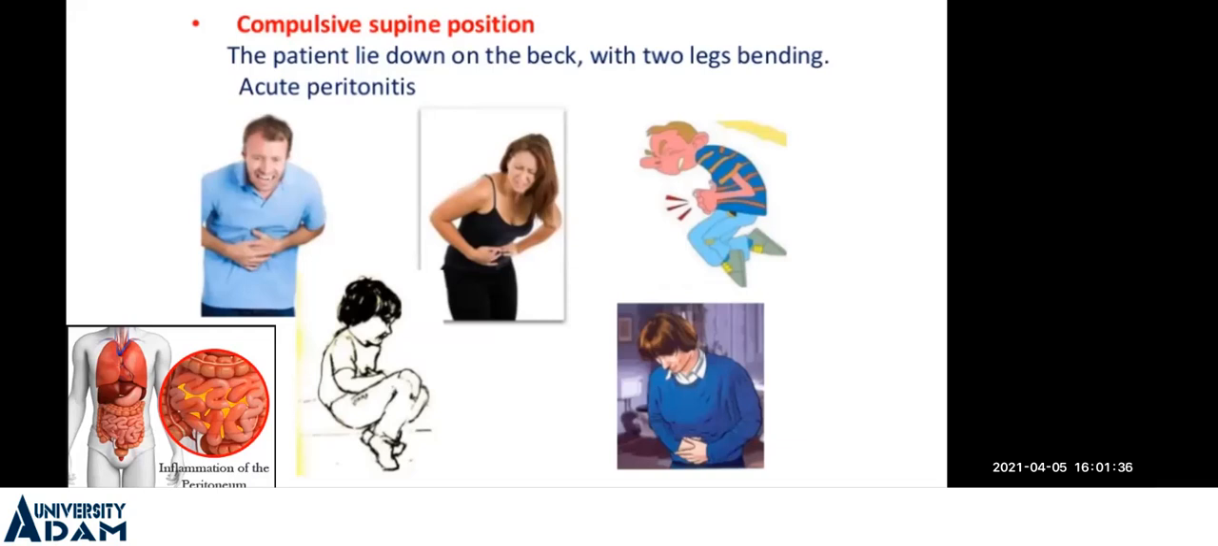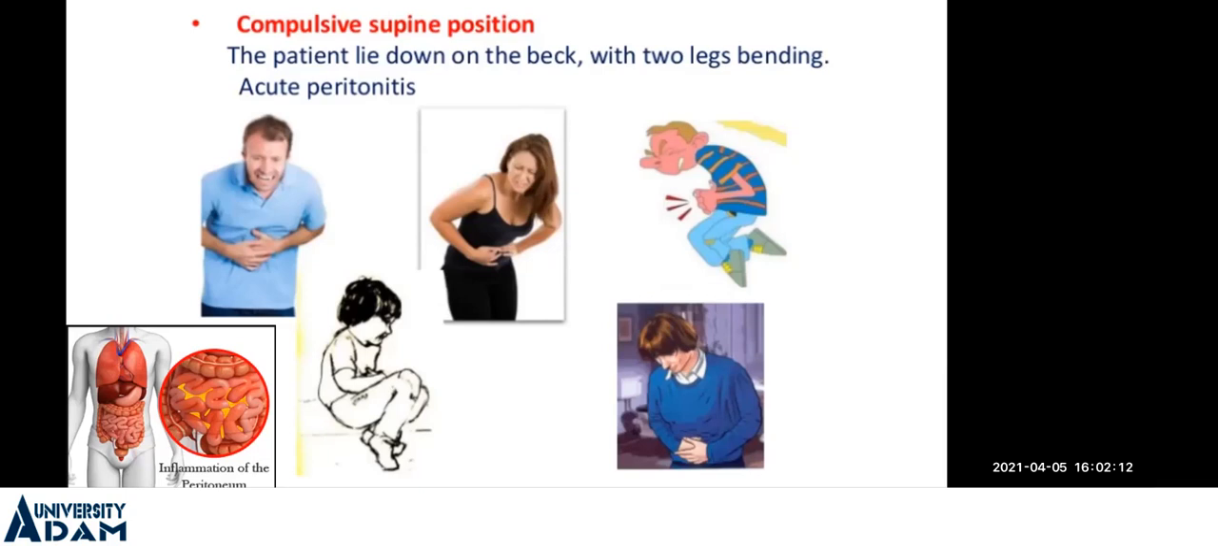That's why they do the forceful positions. And this is the position that you see on the slide. It is the supine position, compulsive supine position. You cannot say the patient lies down on the back in your case history. When you write the case history, you use what? Medical terminology. So this position we actually call compulsive supine position.